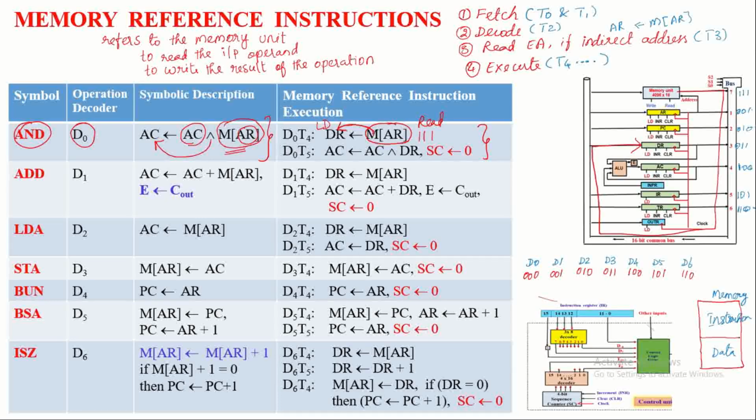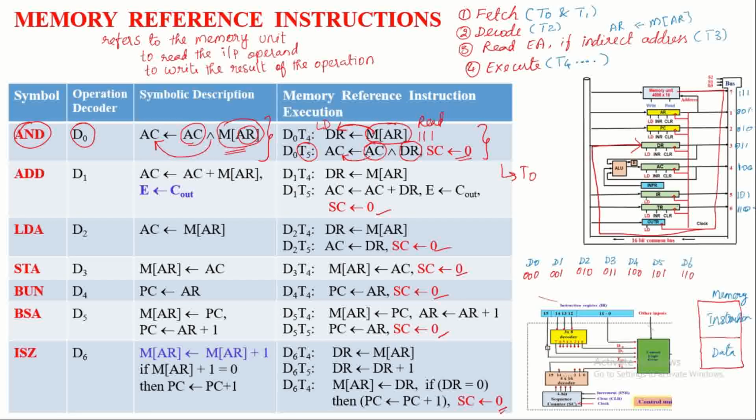After this data transfer, during the timing signal T5, the ALU can perform the AND logic operation by taking one operand from the accumulator and another operand available in the data register, and after performing the operation, it loads the result into the accumulator. At the end of each memory reference instruction, the sequence counter value needs to be cleared in order to initiate the timing signal from T0 for the execution of the next instruction in the next clock cycle.